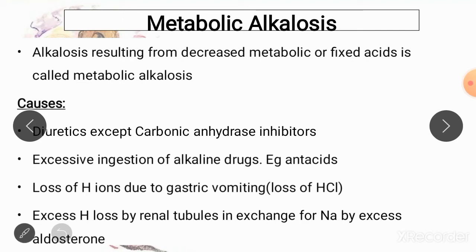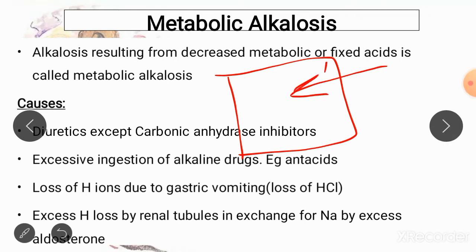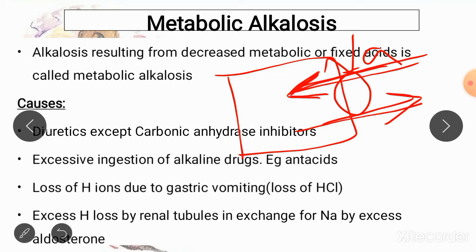Another cause of metabolic alkalosis is damage to renal tubules, or any other condition leading to excess hydrogen loss from the renal tubule, and one of the hormones is also responsible for this, that is aldosterone. So what aldosterone does is it causes reabsorption of sodium, and as you know that sodium and hydrogen ions are counter transported. So when aldosterone causes a lot of reabsorption of sodium, it is also going to result in a lot of excretion of hydrogen ions from your kidney.